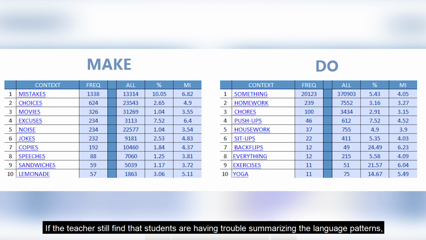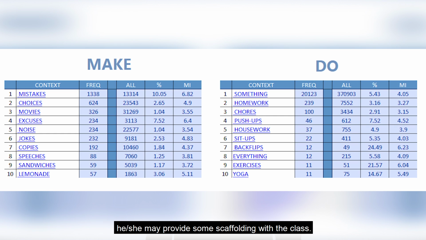If the teachers still find that students are having trouble summarizing the language patterns, he or she may provide some scaffolding with the class. For example, if you make something, is there a result? Yes, for example. If you do something, is there a result? Maybe not. What are the examples? What's another word for make? Etc. We don't expect students to summarize the language patterns themselves.